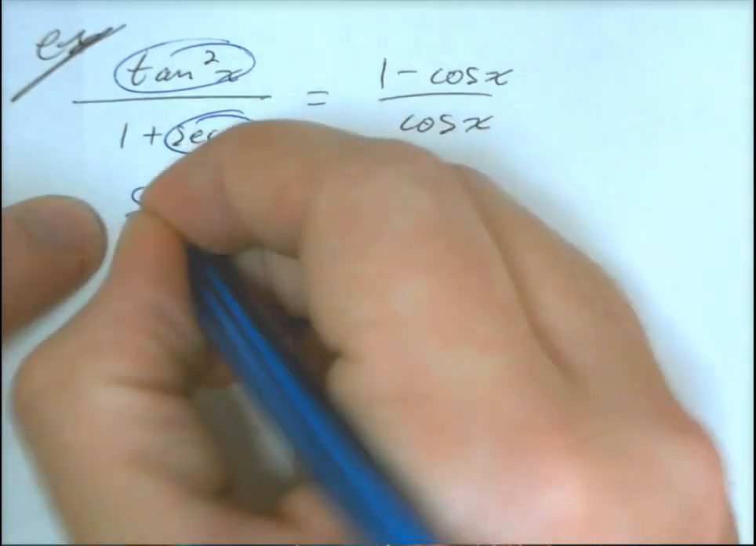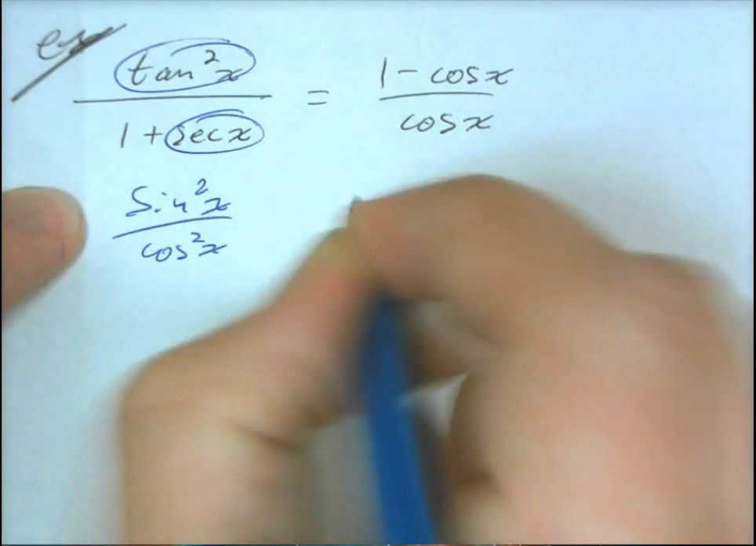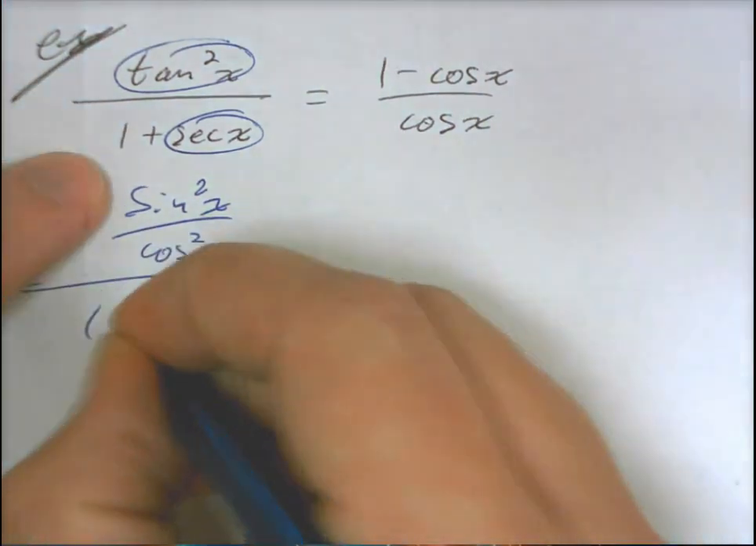So this will be sine squared x over cosine squared.